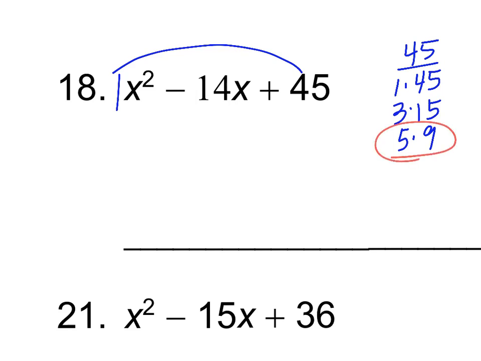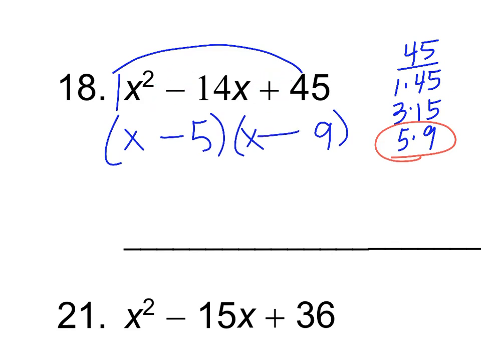I'm going to split up my x's, and I'm going to put my numbers, which are 5 and 9. And so whenever we have minus plus, then they're both minus. You need to be very careful when C is a negative. That's when our signs are different. And that's also when you need to be careful which one is the positive and which one's the negative.